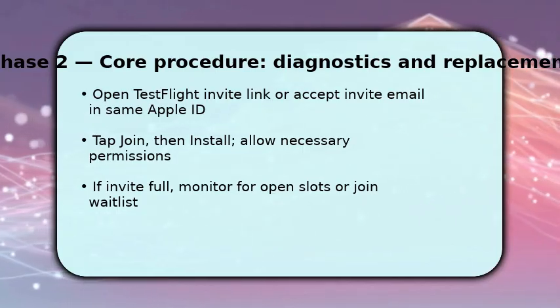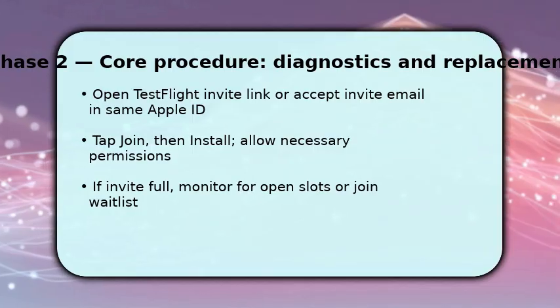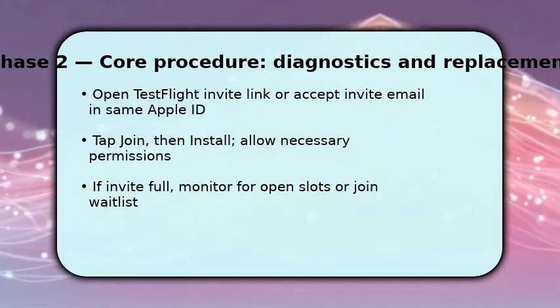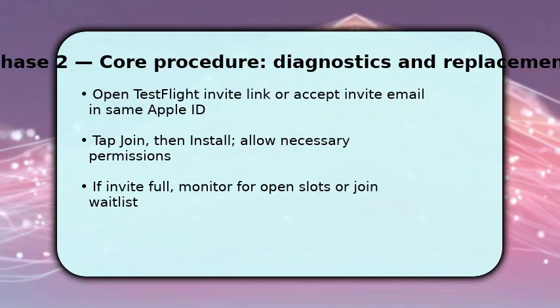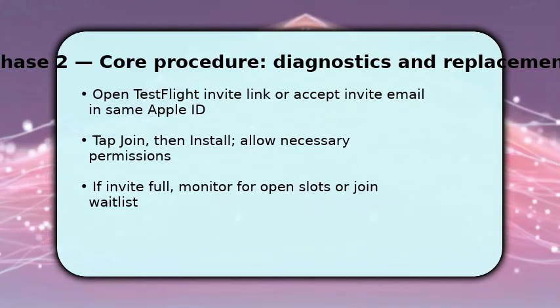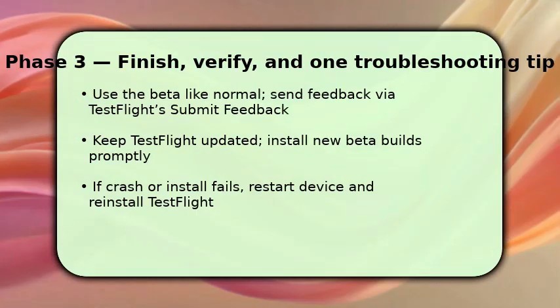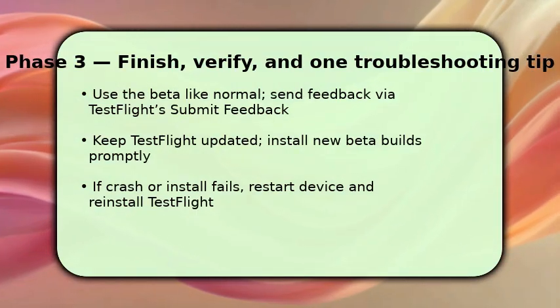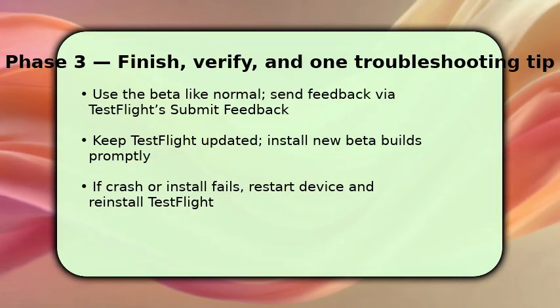Once installed from TestFlight, open the app and confirm your phone number. If the beta is full, keep TestFlight notifications on and check regularly for open slots or a waitlist update, because slots rotate frequently. You finish by using the beta build and sending feedback through TestFlight's Submit Feedback button.